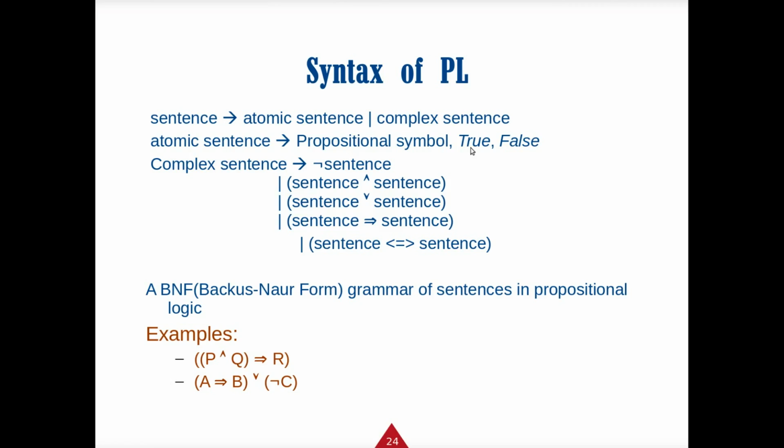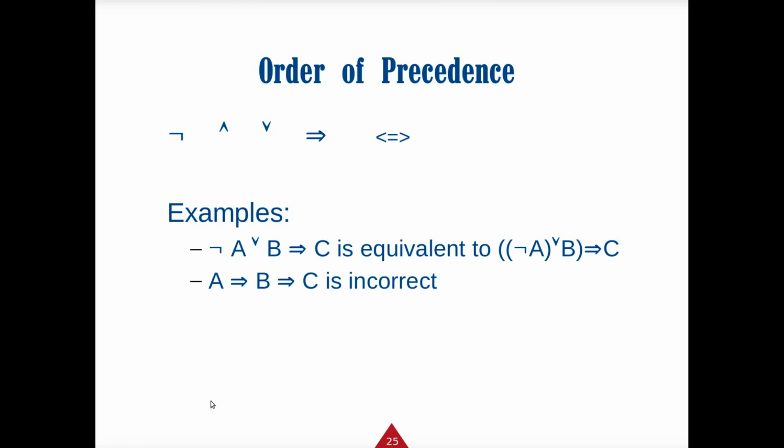A complex sentence is where you can combine multiple declarations, and this is called the Backus-Naur form grammar of sentences. For example, this would be an appropriate one: P or Q, if P or Q then R, or if A and B then C or not C would be the way you read this out loud. And so the order of precedence is not, and, or, if then, if and only if.